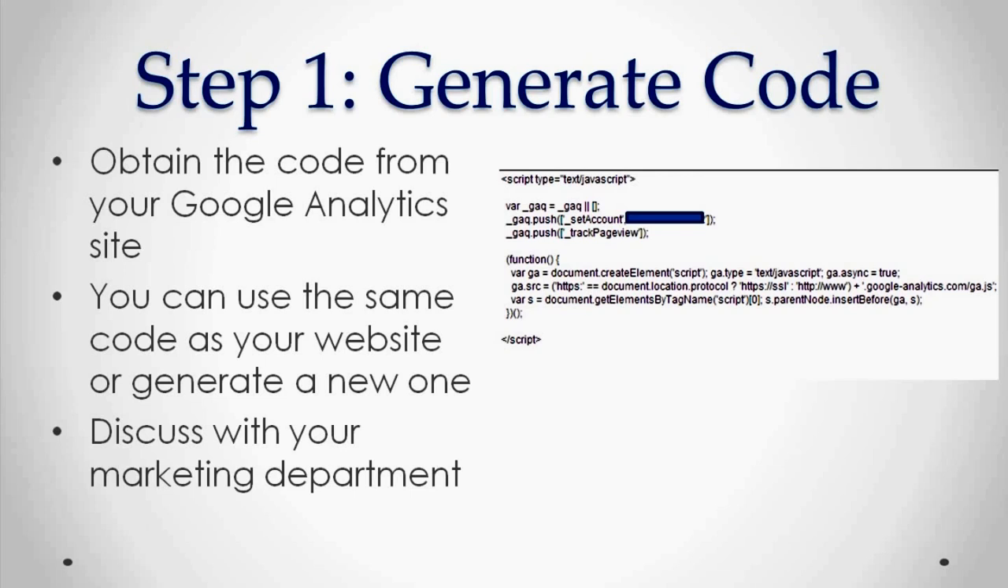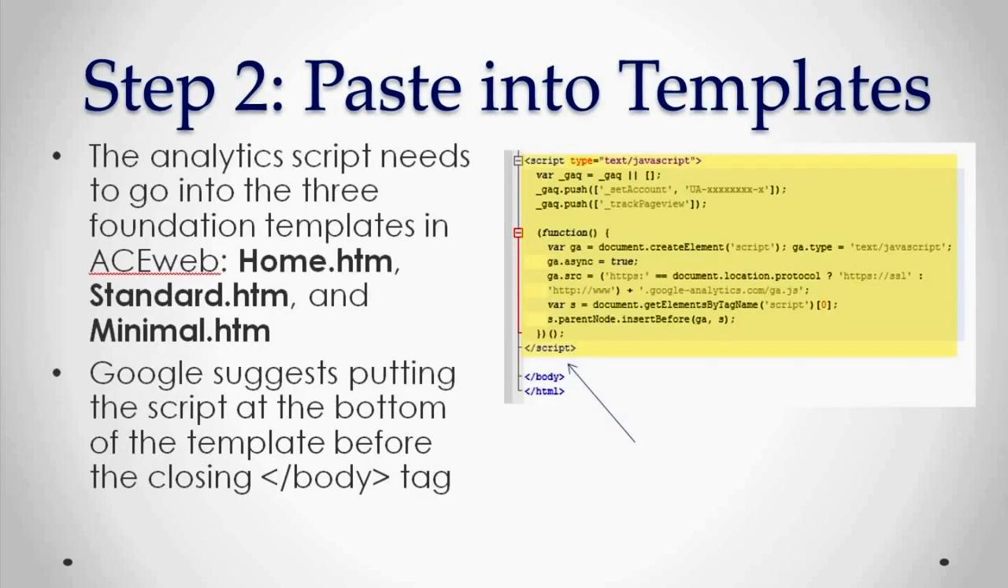Step one is to generate the code to put in your web pages from Google Analytics. This code is obtained from your Google Analytics site, and you can use the same code as your website or generate a new one. Discuss how you want to do this with your marketing department.